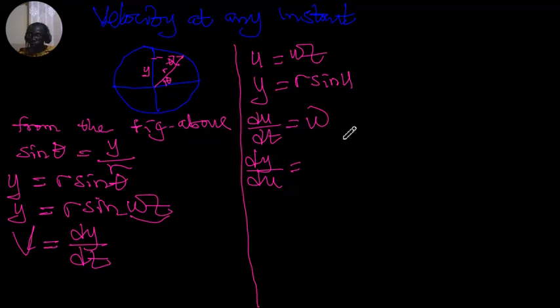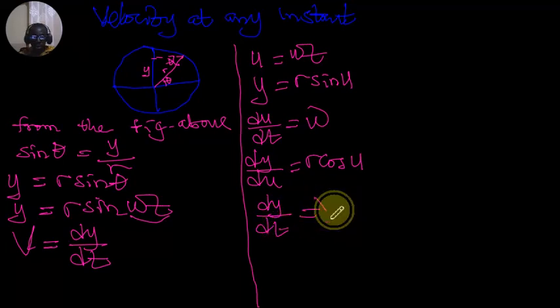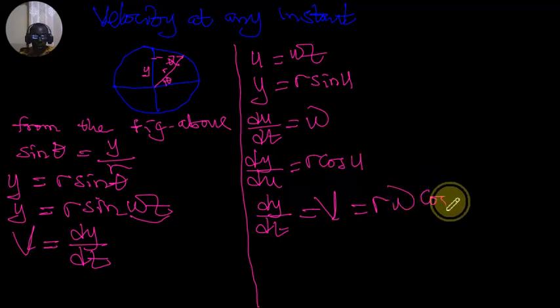Cosine, positive. When you differentiate sine, you get cosine, positive, that gives you r cos u. So put that back. We need the velocity now, which is dy over dt, that represents velocity, and that gives r omega cos u. I multiply this with this, and that gives v, velocity, to be r omega cos u. Here is omega t, so that gives omega t.